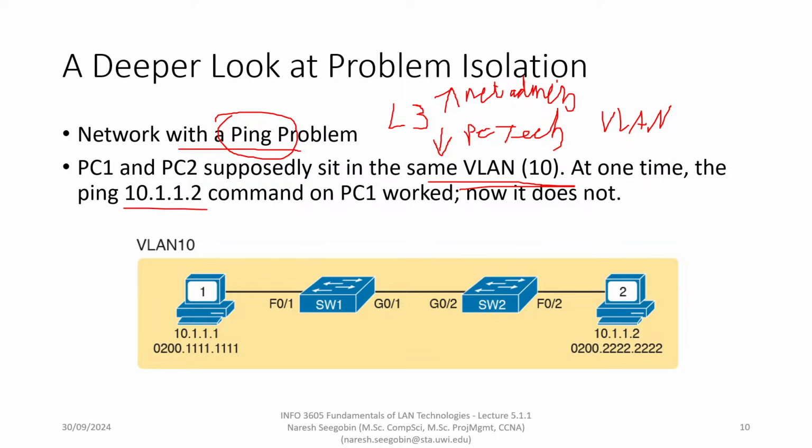Right? The ping command on PC1 worked. Now it does not. Right? So we're looking at some stuff here. First things first, hey, are you in the same broadcast domain? 10.1.1.1 versus 10.1.1.2. If you look at the mask and all that, you could say, hey, they're supposed to communicate with one another.